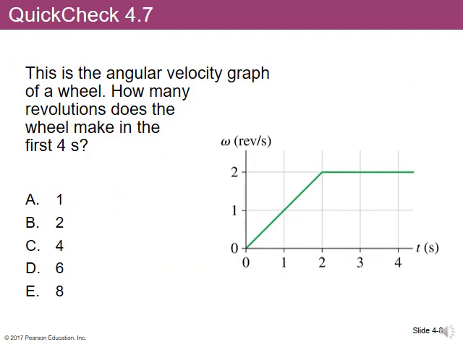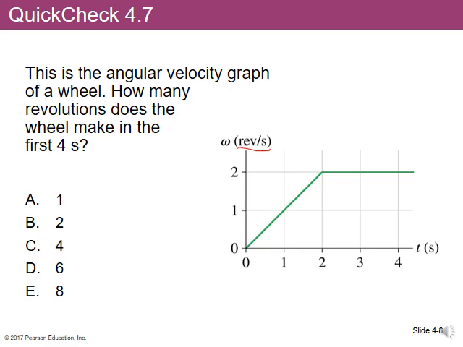So let's look at an example problem then. If this is the angular velocity graph of a wheel, how many revolutions is the wheel going to make in the first 4 seconds? Well, to know that, we just need to find the area under the graph, right? The area tells you how much the angular position changes. You can measure the angular position in various ways, in revolutions, in radians, or so on. But in this case, we're already given it in units of revolutions per second. So all we need to do to answer this is to find the area.